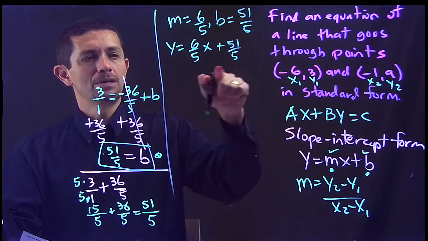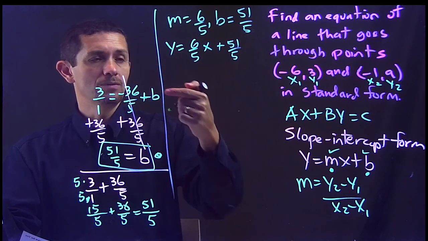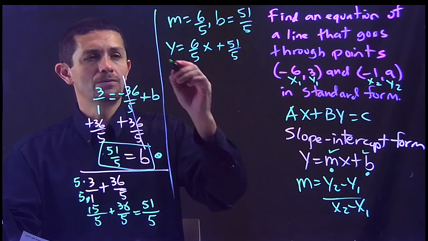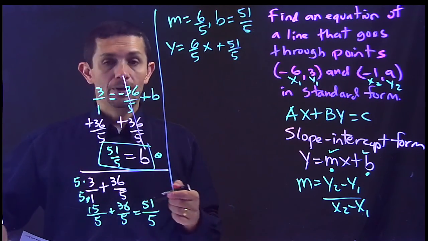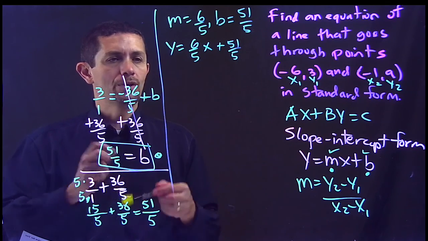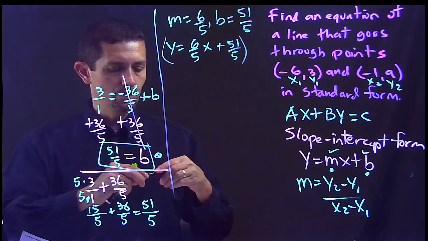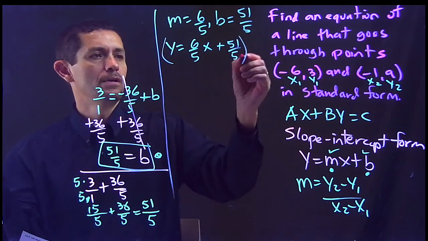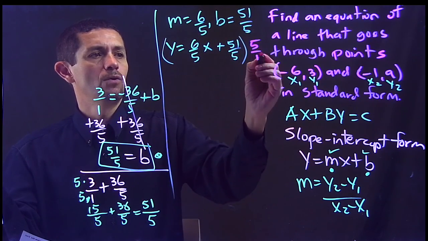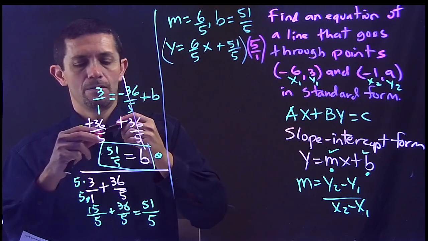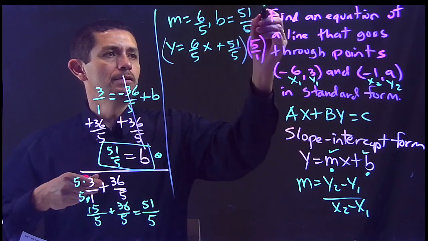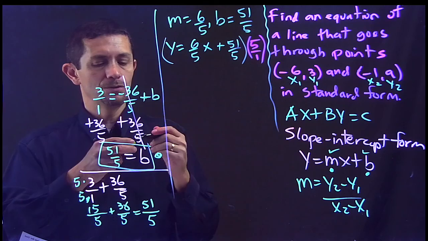Because y has a 1 in front of it, to get rid of the 5, the only thing I have to do is multiply by 5. Okay? So I'm going to multiply the whole thing by 5 over 1. And let me make a line, so we make a difference right there.